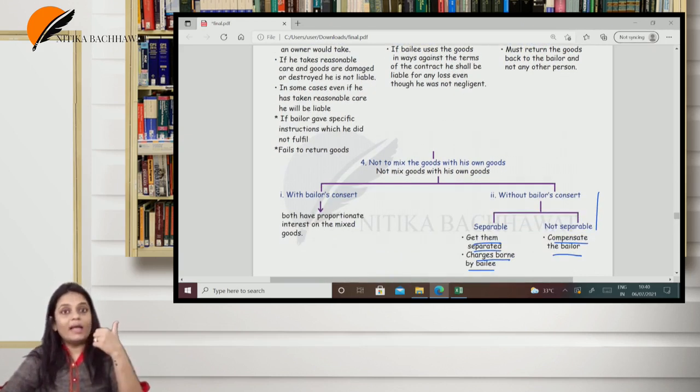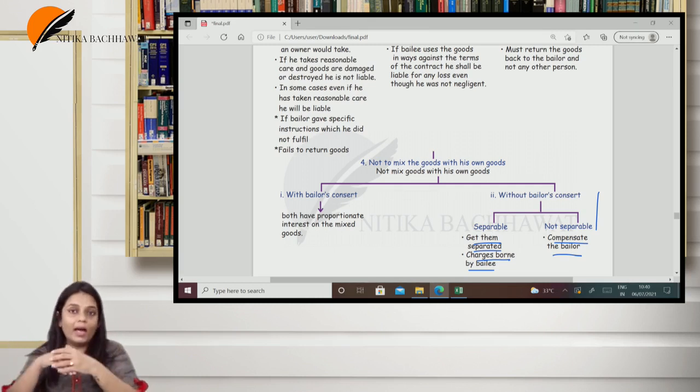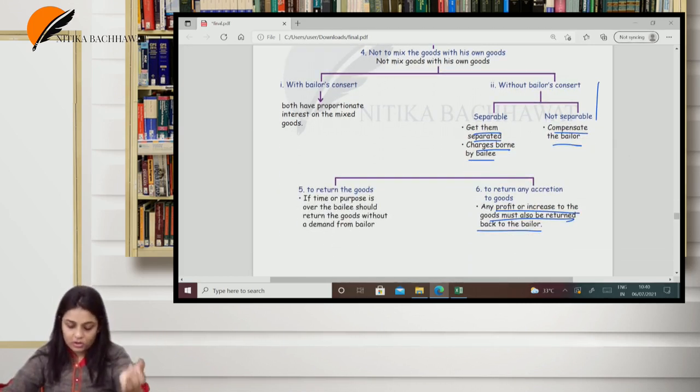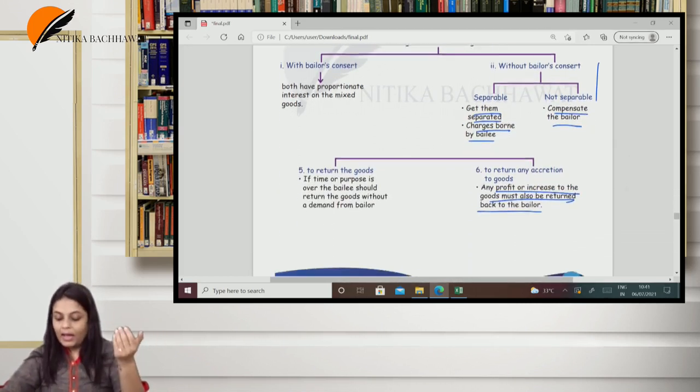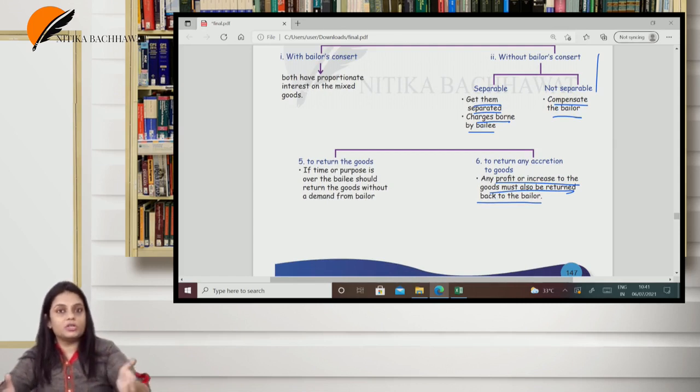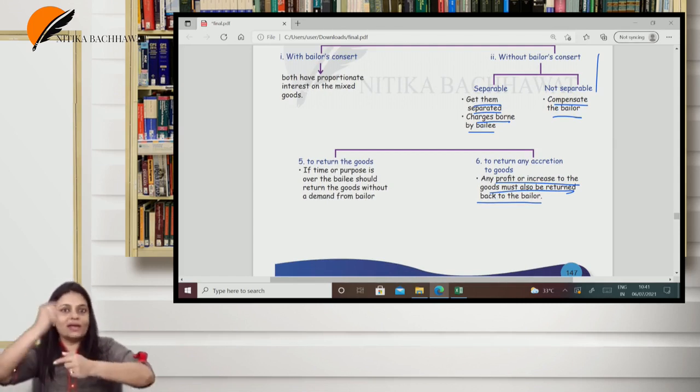then to claim damages, to claim the goods back, and if the goods have been mixed with the goods of the bailee, to claim the return of the goods, or if the goods are not separable, to get the reasonable price of the goods, to get the goods back, and to get any accretion to the goods. So you will just have to reverse it as per rights.